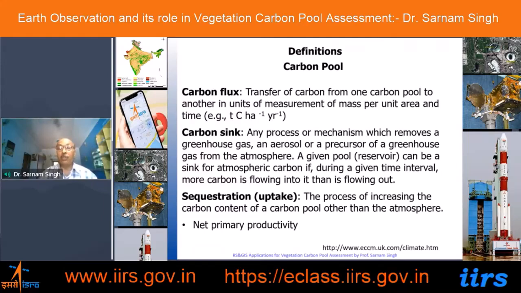Sequestration means how the atmospheric carbon is absorbed by the plant through photosynthesis. I think all of us, at some stage, either during schooling or in college days, must have heard about photosynthesis, where plants use water, CO2 and sunlight to produce food. So that's basically primary productivity, net primary productivity.